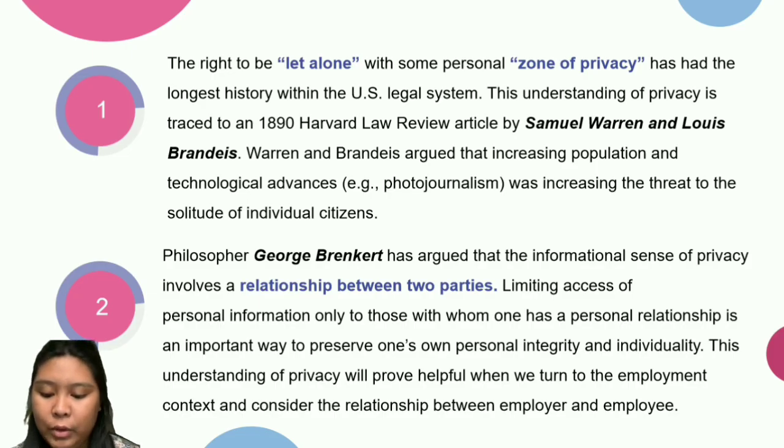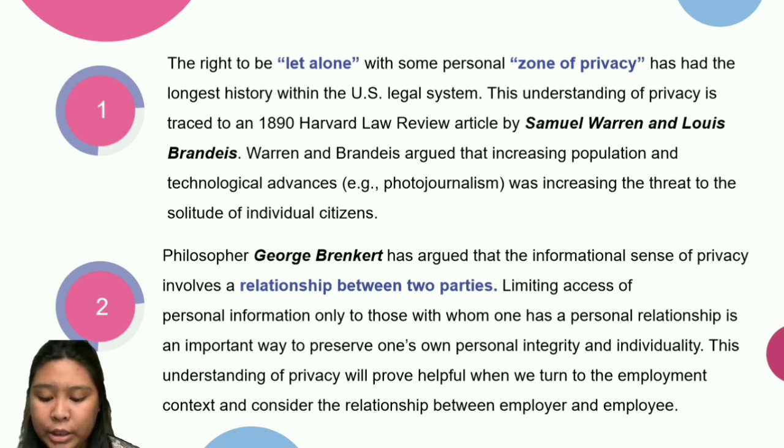So, the right to be let alone within a personal zone of privacy has had the longest history within the U.S. legal system. This understanding of privacy is traced to an 1890 Harvard Law Review article by Samuel Warren and Louis Brandeis. Warren and Brandeis argued that increasing population and technological advances, for example photojournalism, were increasingly a threat to the solitude of individual citizens.